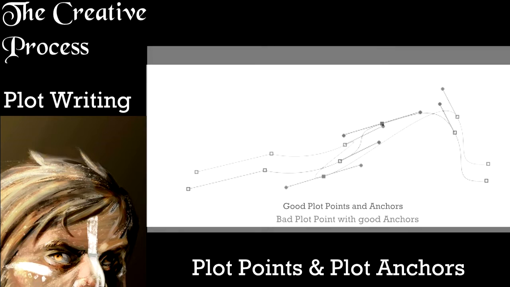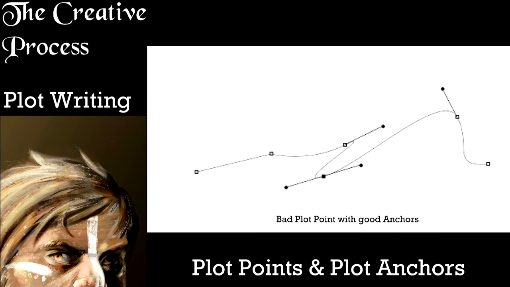A bad plot point can rarely be salvaged by a good plot anchor, though it is possible. It's obviously an event that does not really lend itself to the shape of the plot line or where you want it to go. This is the effect that a bad Deus Ex Machina can have. To see examples of bad plot points, usually when most people criticize bad plots, they're talking about bad plot points when they're not talking about plot holes.